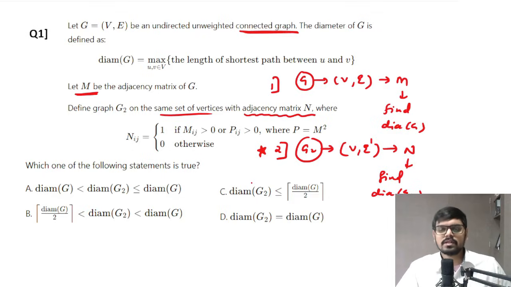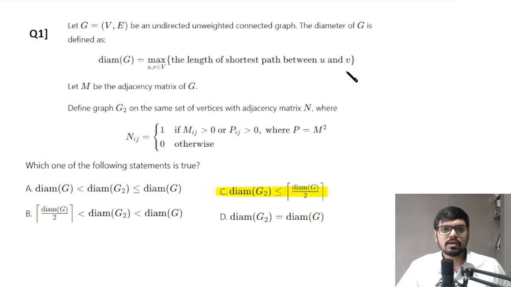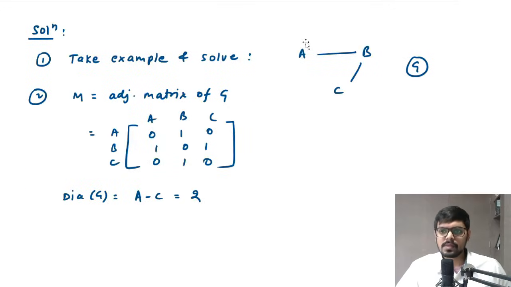So the very first step would be talking about the G graph. For the G graph, I'm taking one example like this. Is it connected? Is it an undirected, unweighted graph? Yes. So it's a valid example. You have to always check whether you are taking valid examples or not as per the given data. Now if you see carefully, what is the adjacency matrix here? The adjacency matrix is M, which is made from vertices cross vertices. So A, B, C are the vertices here and here.